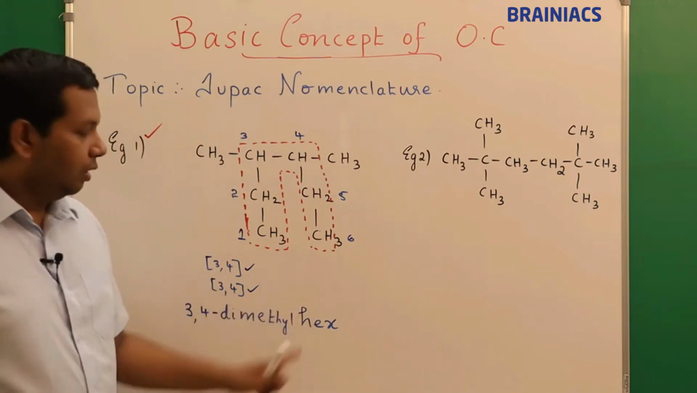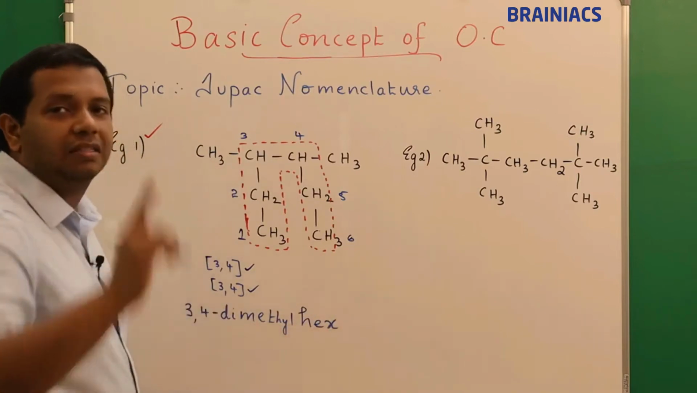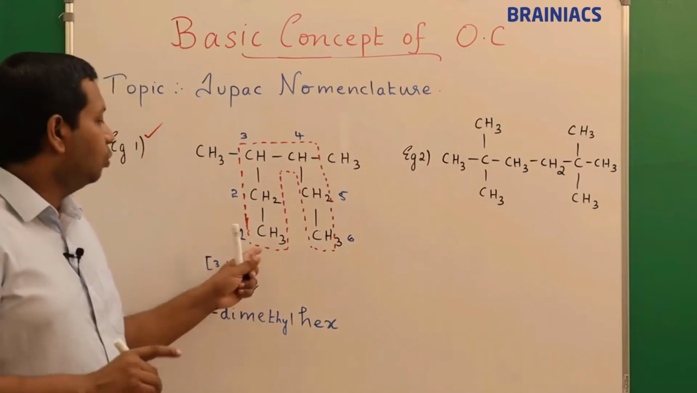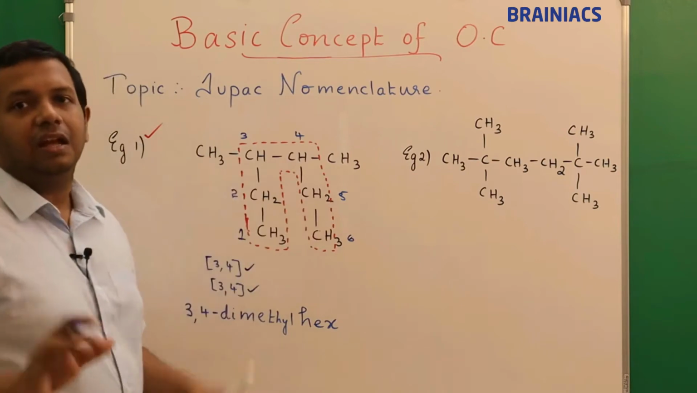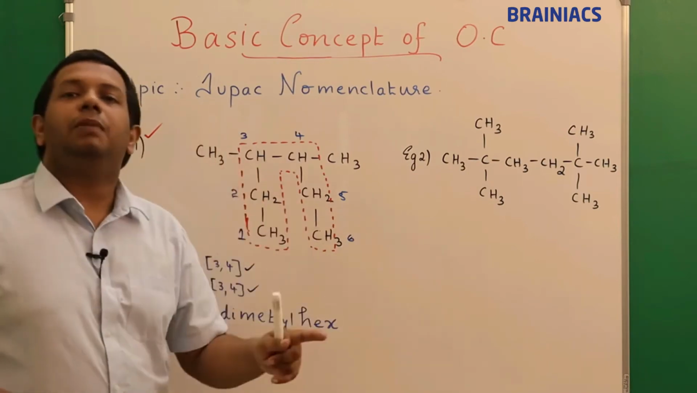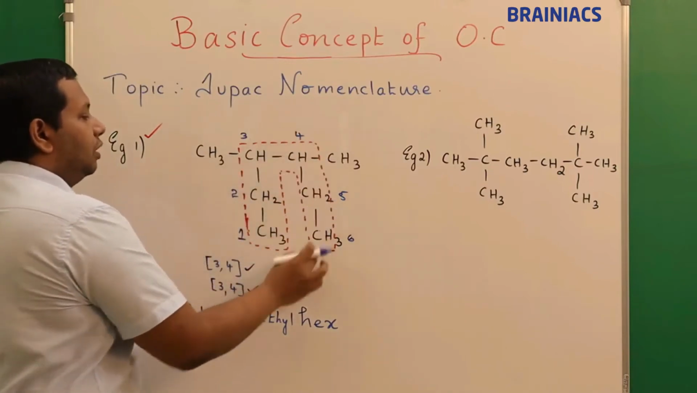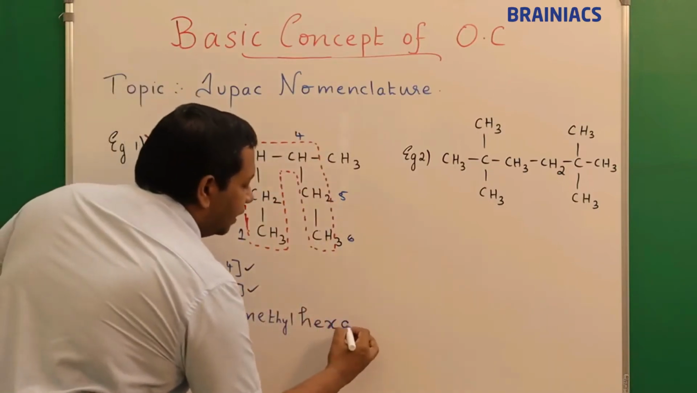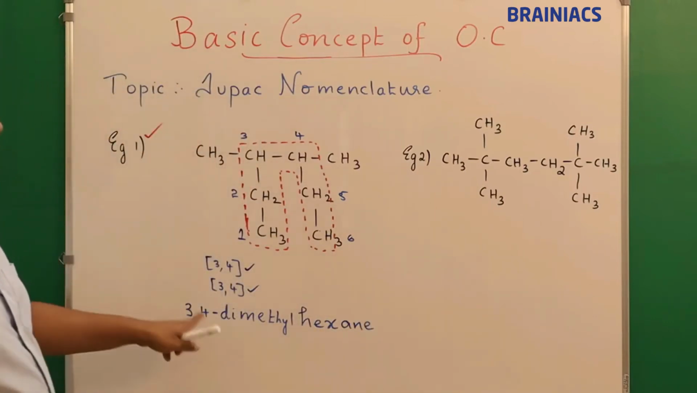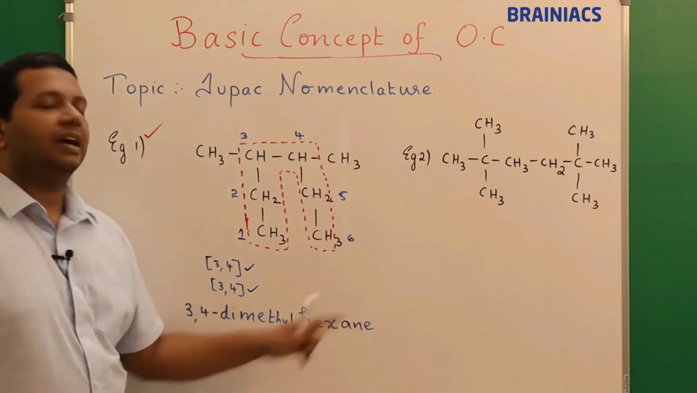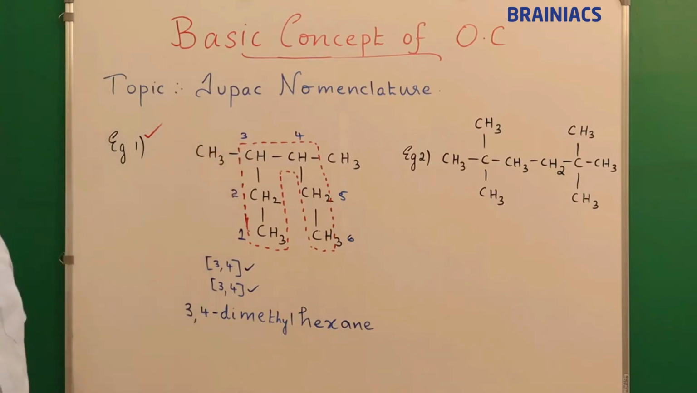So the secondary prefix is completed. No primary prefix. Word root I have added. Next we go for the primary suffix. Primary suffix means how the parent chain is linked: single bond is ane, double bond is ene, and triple bond is yne. The parent carbon chain is linked through single bonds, so I can add ane, hexane. So I got the answer: 3,4-dimethylhexane. Understood? Now we will see the next example.